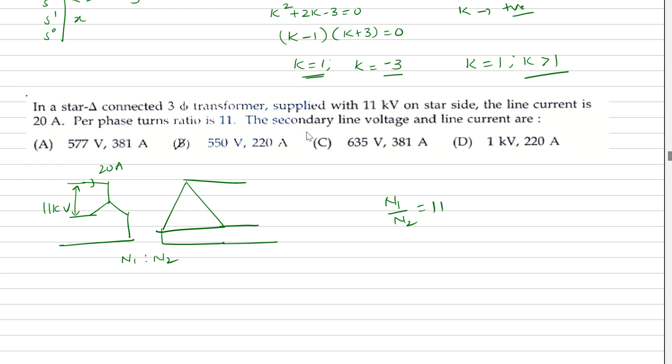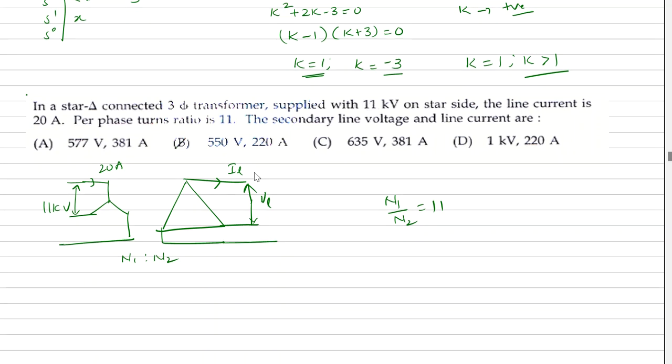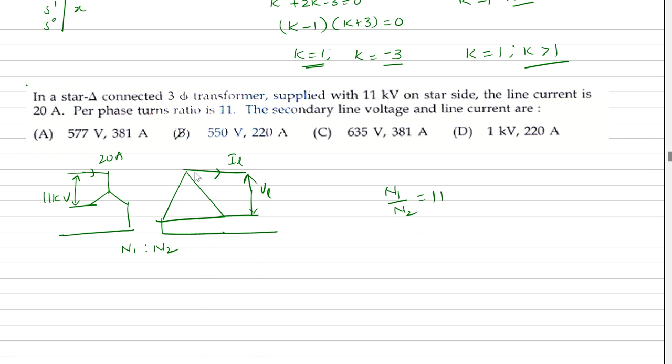The secondary line voltage and the currents are asked. So here the secondary line voltage, what will be the line voltage here? That is VL, and line current, so what will be the current here? IL current. So these two values we want. We know that whenever the given question is like this, think about the phase.